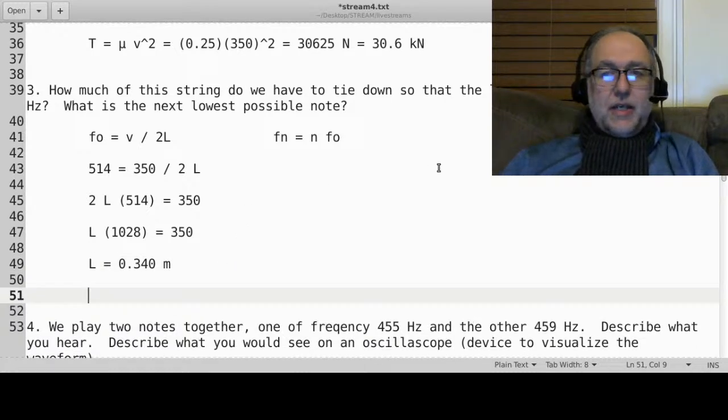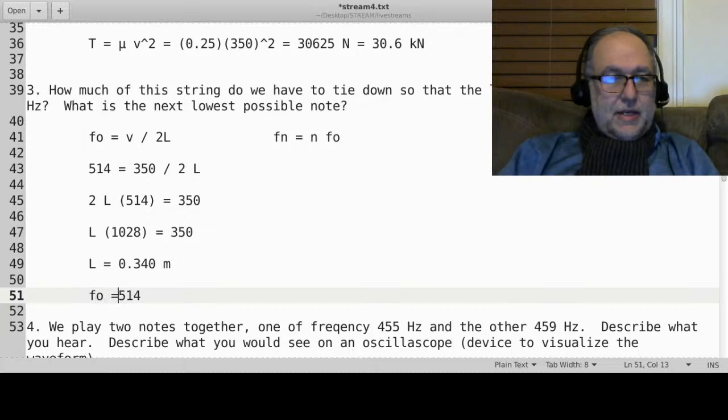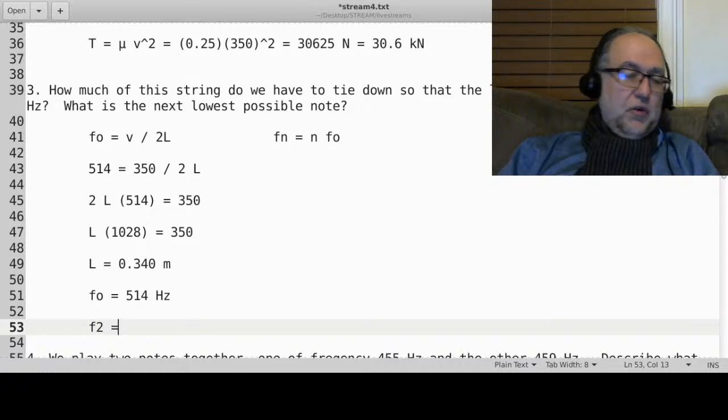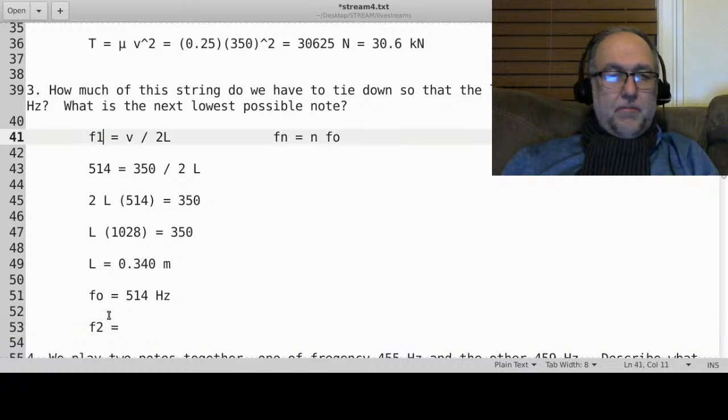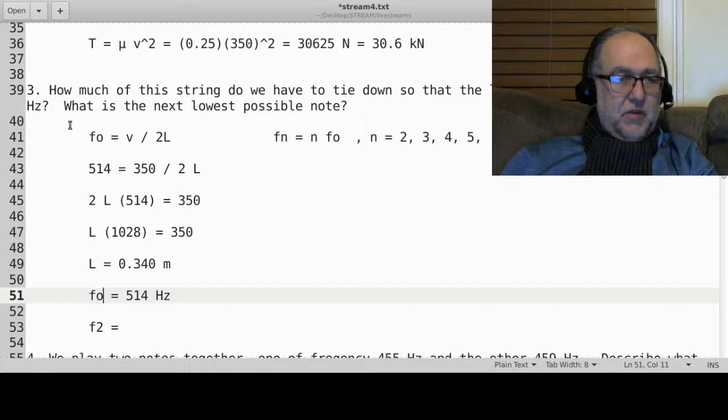The second part of question 3 is pretty easy. If this is the lowest note here, F0 is equal to 514 hertz. Then the next one would be F1, sorry, it would be F2. I should have probably called this one F1, and the reason I want to call it that is because this would be for n equal to 2, 3, 4, 5. It really doesn't matter what you call the fundamental, but I guess we could still call it F0. Let's stick with that. I hope that's not confusing to you.